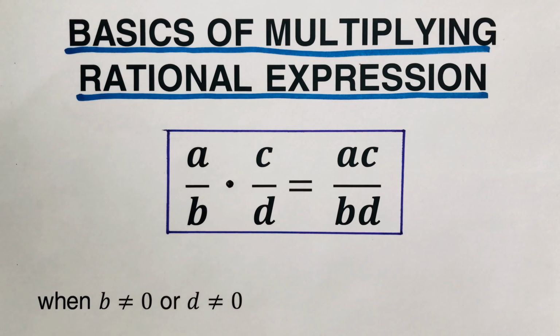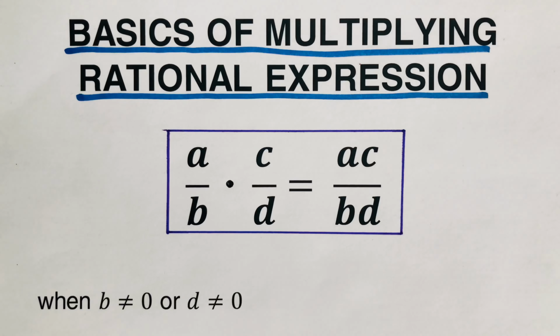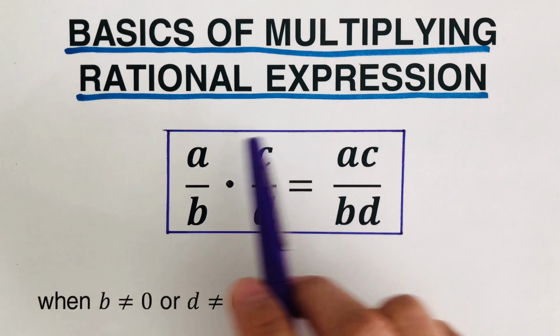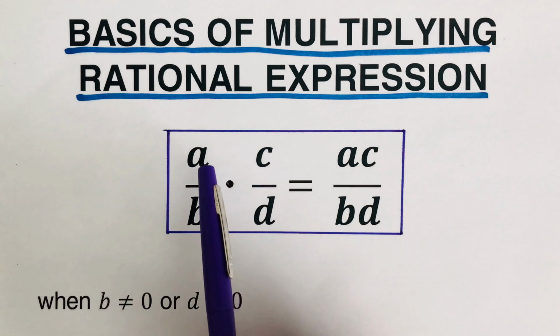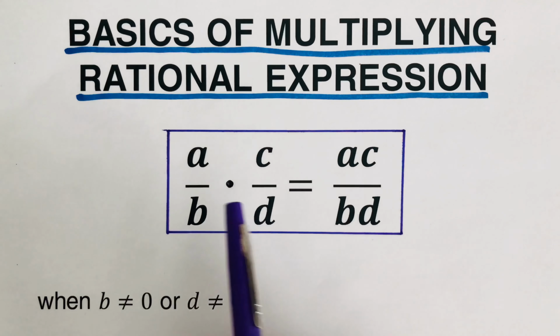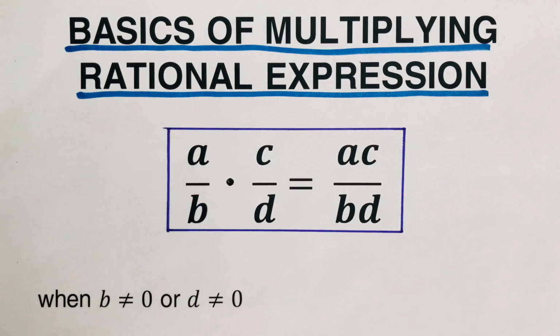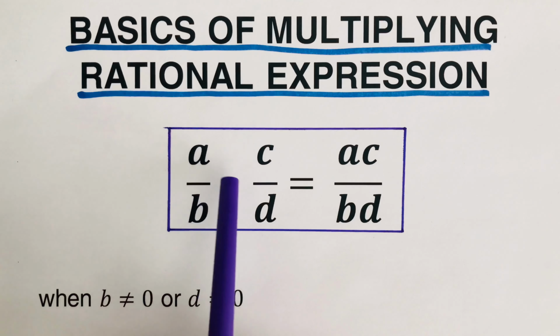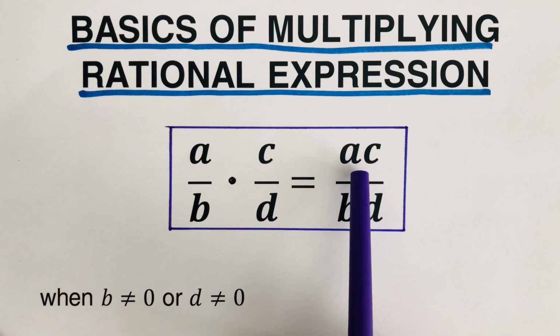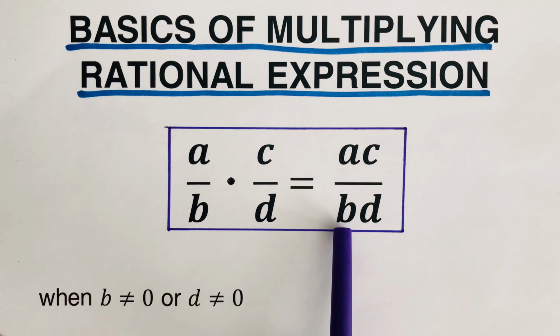We remember that in multiplying rational expressions, or pretty much multiplying fractions, we are supposed to multiply them across. Let's take this general formula right here. If we have A over B times C over D, in order that we can multiply these two rational expressions or these two fractions, we multiply them across. So A times C, so that's how we got A times C right here. And we multiply at the same time the two denominators, B times D, and that's how we got BD.